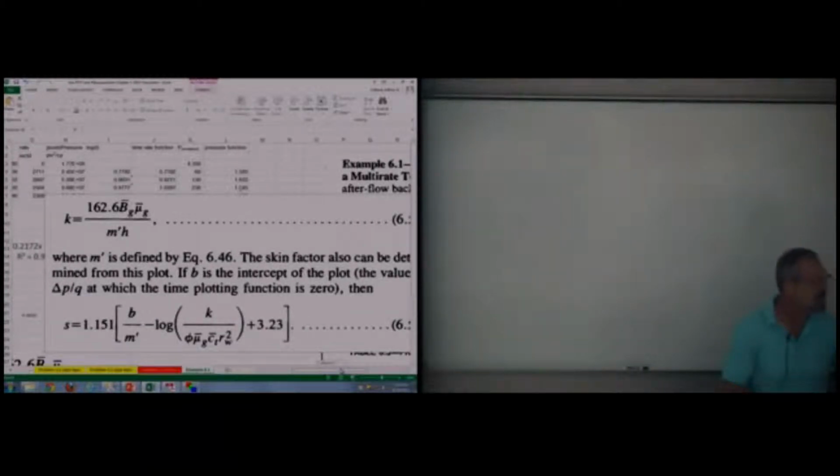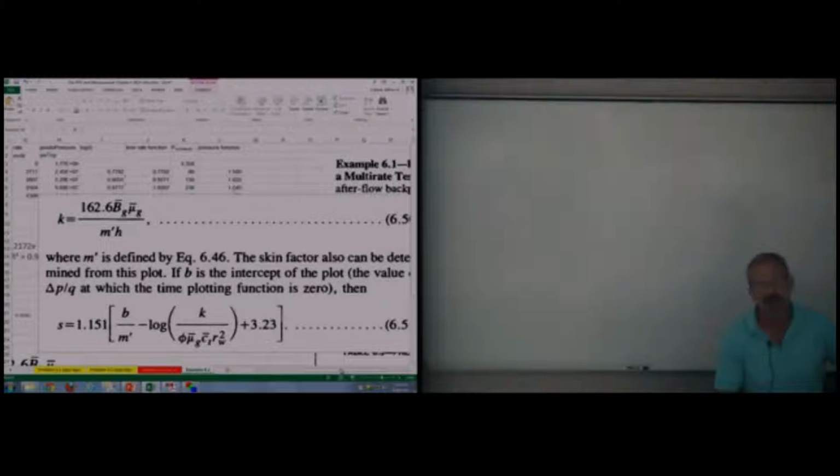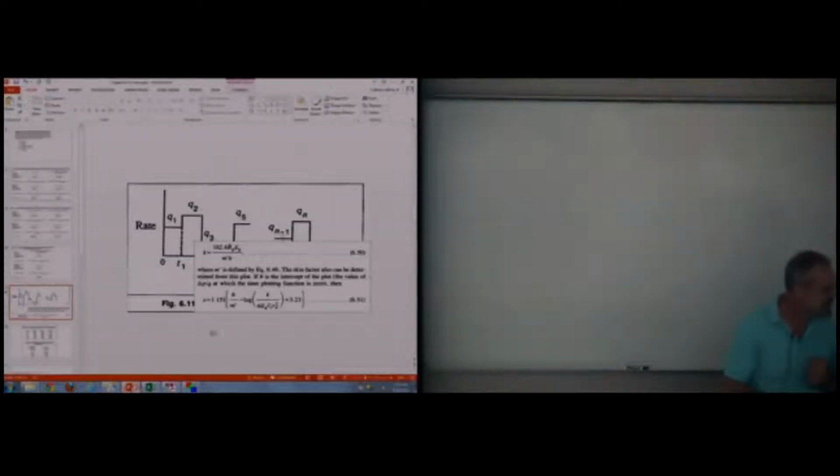And especially on this particular plot, this B-intercept, it's not apparent that this is the B I'm referring to. Let me go back to PowerPoint because my mouse doesn't get recorded.